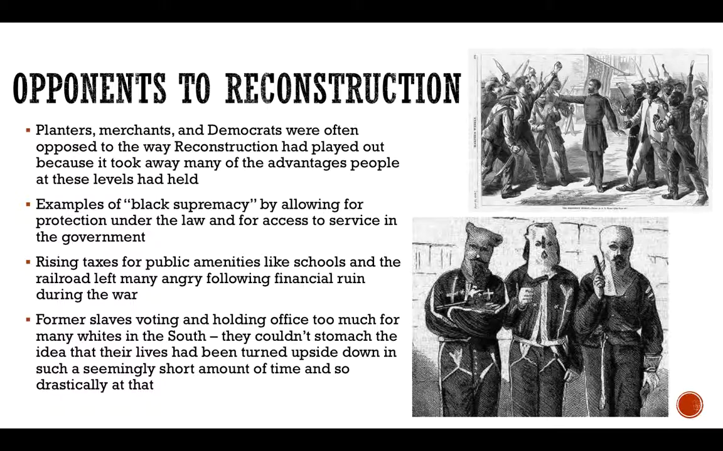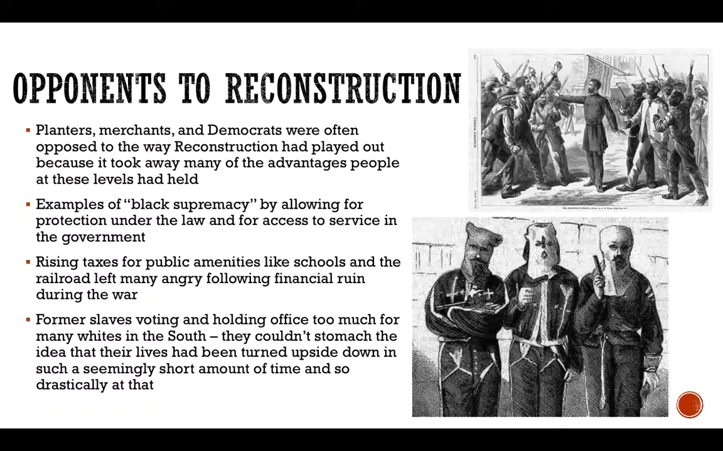There were many opponents to Reconstruction, as you might imagine and as you've most certainly heard of. Planters, merchants, and Southern Democrats were often opposed to the way Reconstruction had played out because it took away many of the advantages people had held if they were a planter, a merchant, or a political figure.